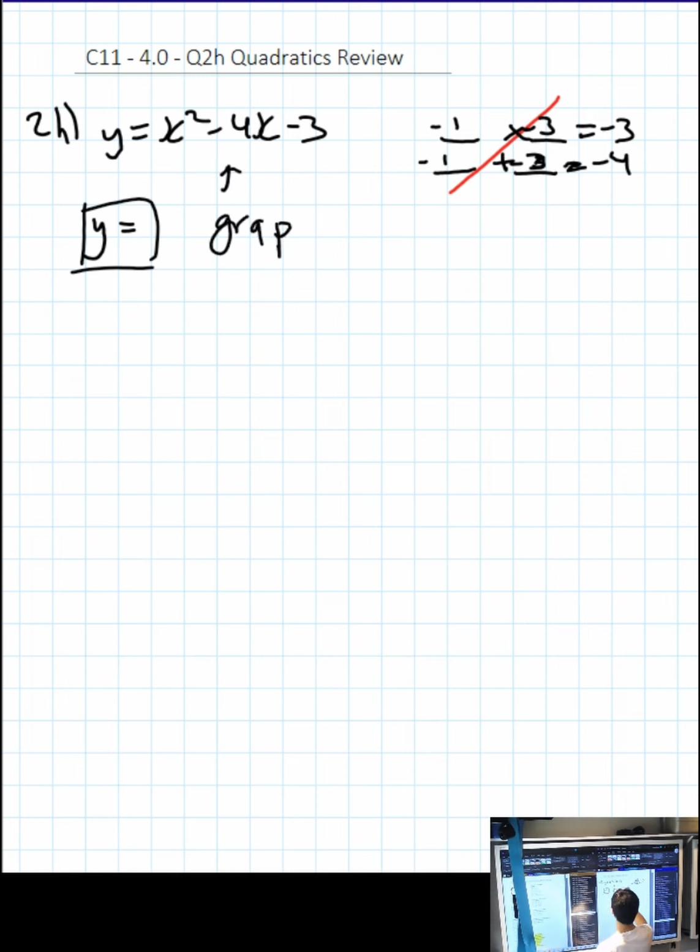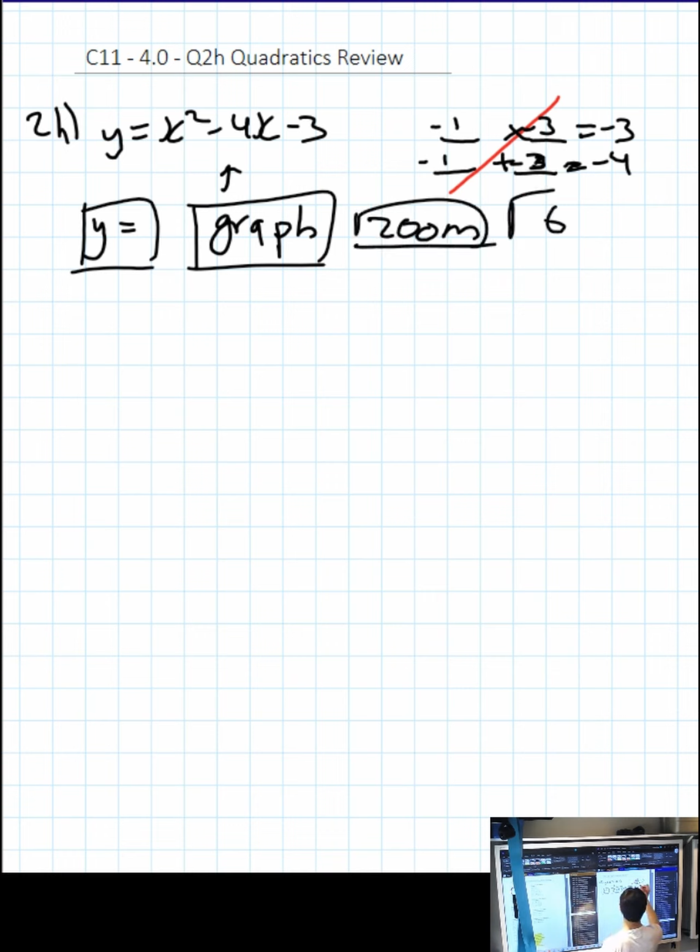And another button around it. So again, remember, if you can't see it, press zoom 6. Zoom 6 gives you a nice standard 10 by 10 window, and then it's very easy to see. So let's draw this graph in the center of the page. And we have x-intercepts at approximately these locations. So just put those x-intercepts on. Good, and then just draw a parabola through it.